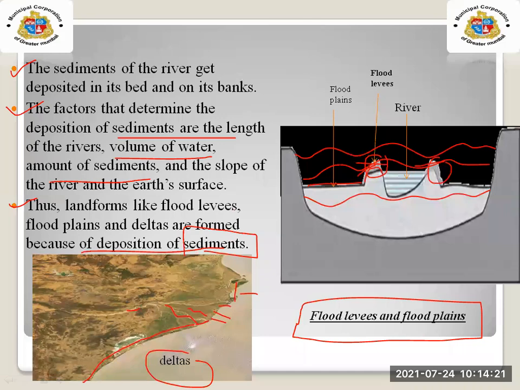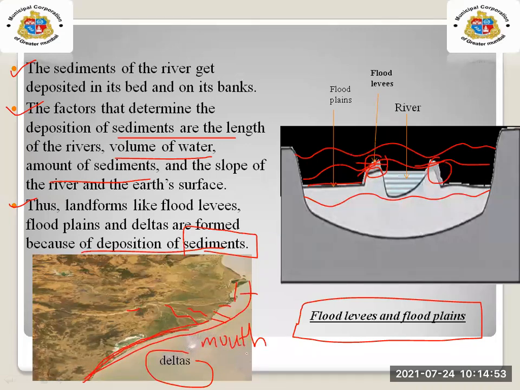One more easy way we can understand the delta: it is a landform due to the depositional work of rivers at its mouth. To understand in an easy way, landforms are formed due to the depositional work of rivers at the mouth. This portion you can see is known as its mouth.